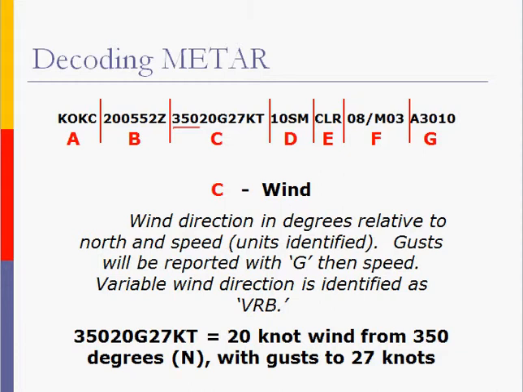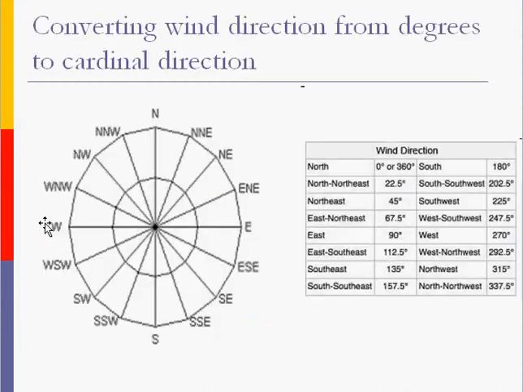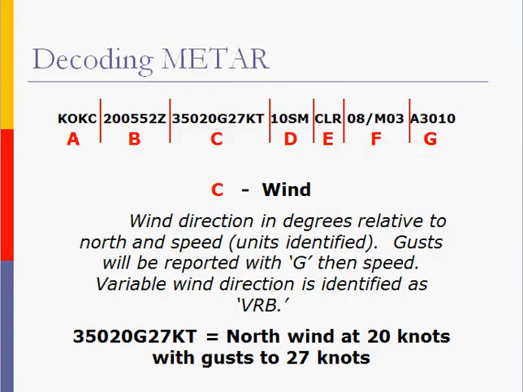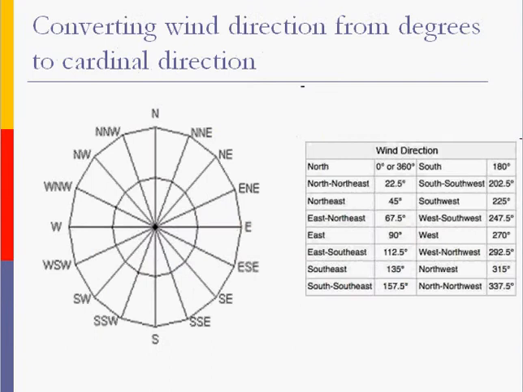Check out this next slide for a compass to convert degrees direction to cardinal direction. So this is a nice little table that allows you to use your degrees to convert to cardinal direction. So for this METAR, the wind direction is 350. Well, what cardinal direction would that be? It would be north. Go back to this slide, and you see that 360 is north.